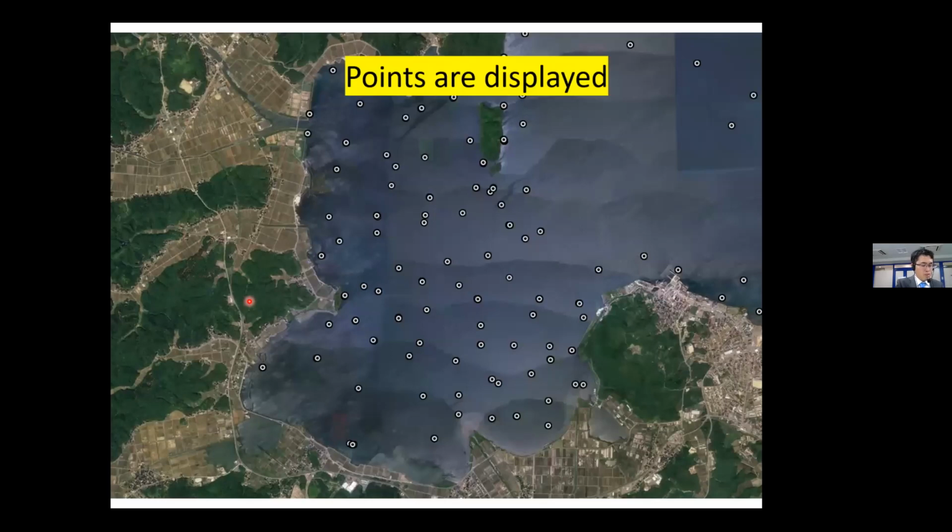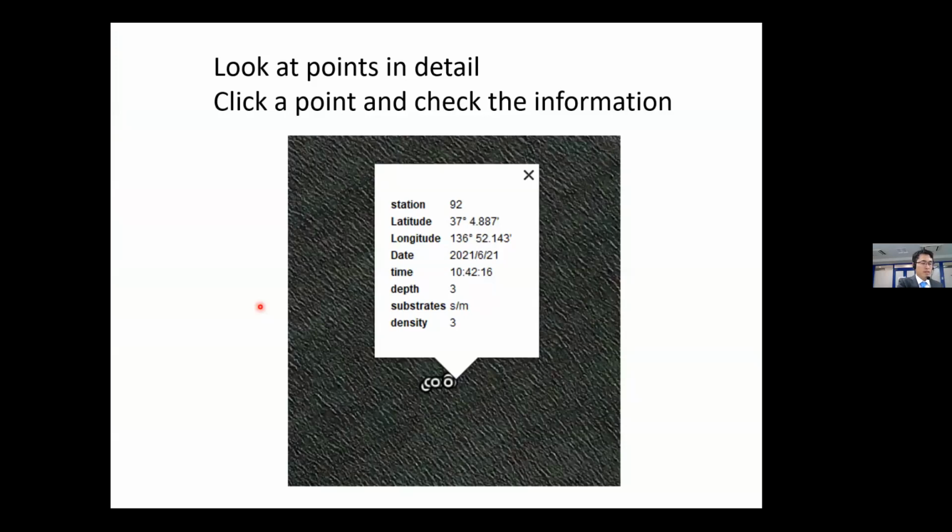Now the points are displayed on Google Earth. Let's zoom in. You can see several points. During the camera observation, the boat was drifting, so several points mean the real movement of the observation point. So you can see that the data has been extracted correctly. If you click on a point, you can see information about it. It's very useful.